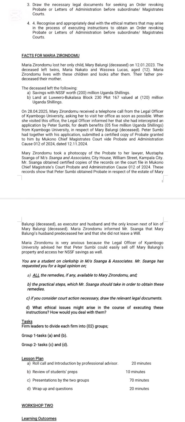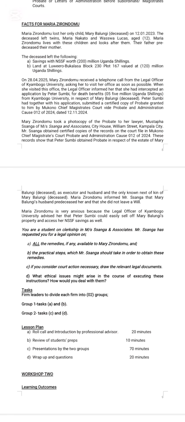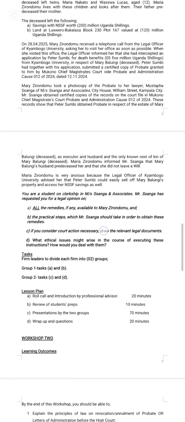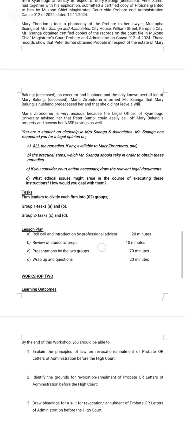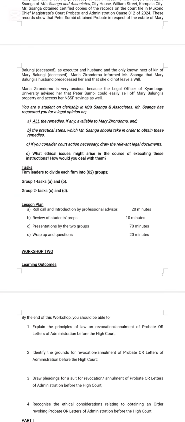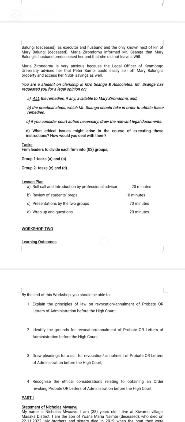Because first and foremost, you can see that this person, Zandom, received a telephone call from a legal officer. When she visited the office, the legal officer informed her that she had intercepted an application by Peter Simbi for death benefits. Peter Simbi had, together with his application, submitted a certified copy of probate. So it basically means that this person made an untrue allegation and stated maybe he was the only beneficiary, and that's why the board did not know. So you are a student at the clerkship. Mr. Sanga has requested you to give a legal opinion advising on all remedies available to Mary Zandom.